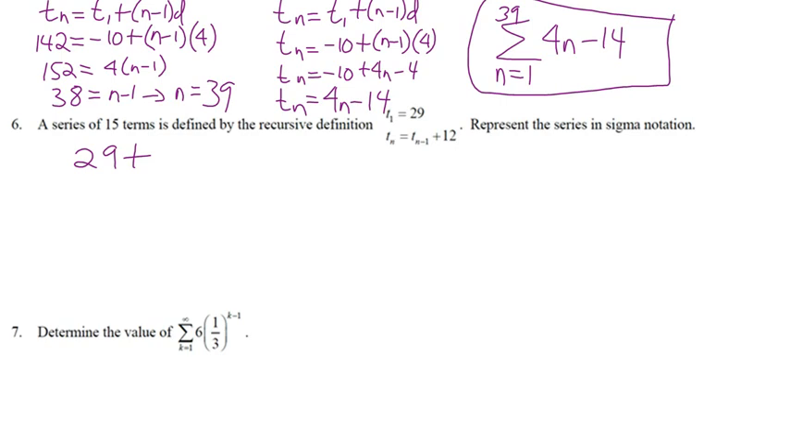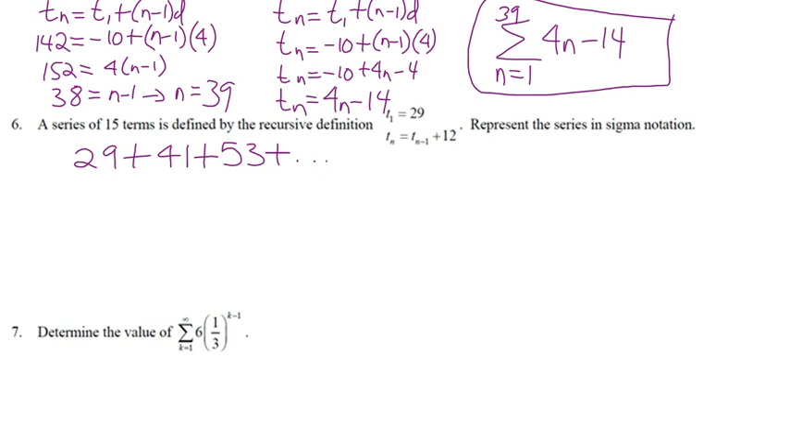The next term? Get the definition. 41. What's the next term? 53. Now, we could just say dot, dot, dot. We know it ends, but let's just say here's the series: 29 plus 41 plus 53 plus, and there's 15 of them, but do I care about the last term? Not really. I know there are 15 terms, so I'll write my sigma notation: the sum of n equals 1 to 15.